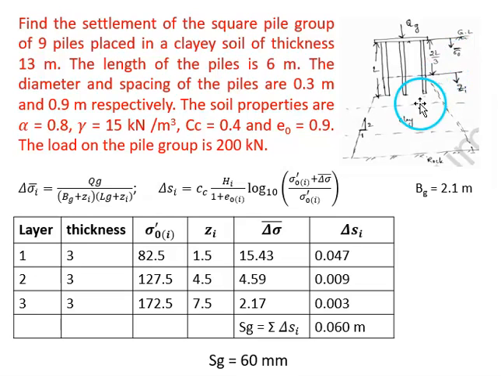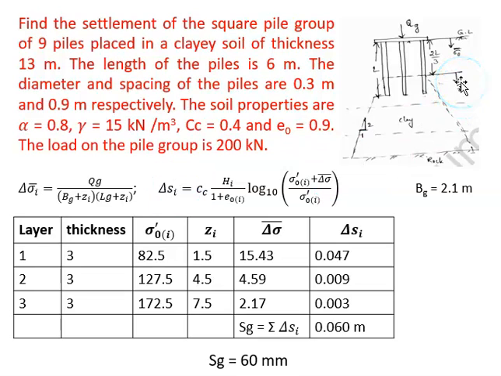So if we consider the 2:1 method, then increase in effective stress equals load divided by area of the soil on which the load is acting. So here sigma naught dash is the initial effective overburden pressure and delta sigma dash is the increase in effective stress.